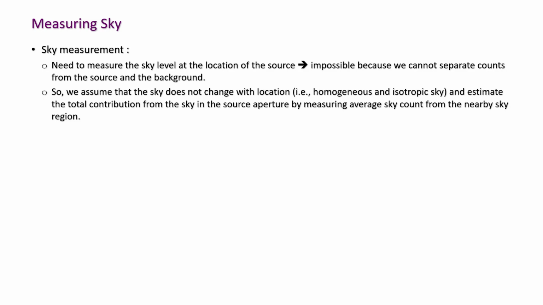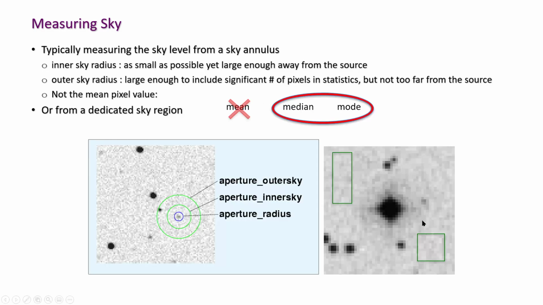We need to rely on certain assumptions. One is, in an ideal situation, the sky contribution does not change depending on the viewing direction. Meaning that this part of the sky versus that part of the sky contribution is the same. Meaning that the sky is flat and uniform, without underlying structure.